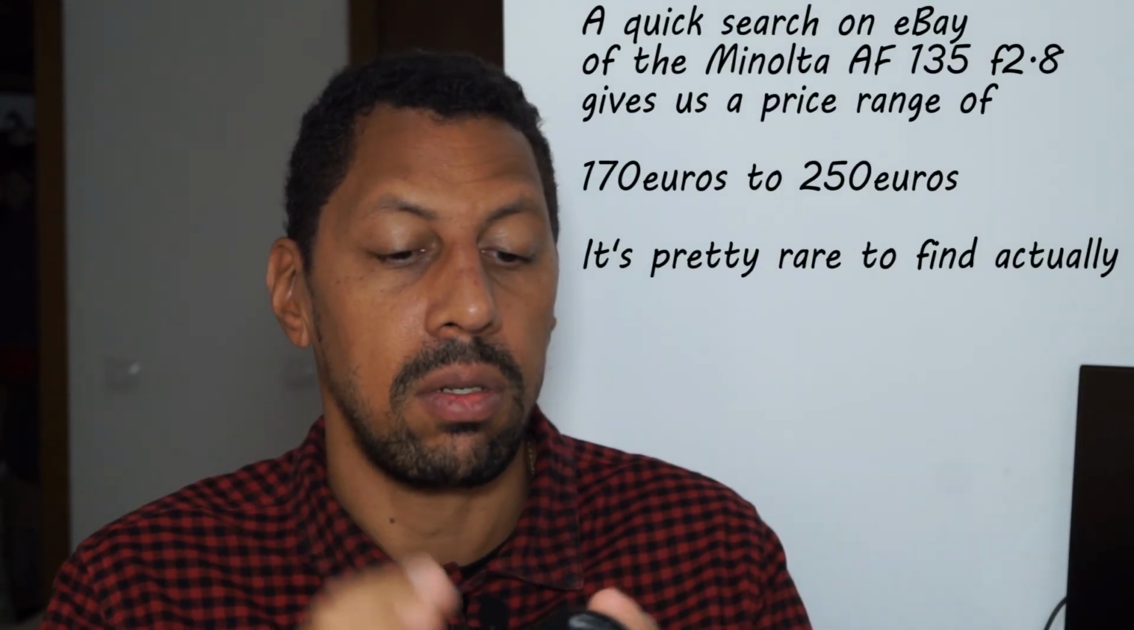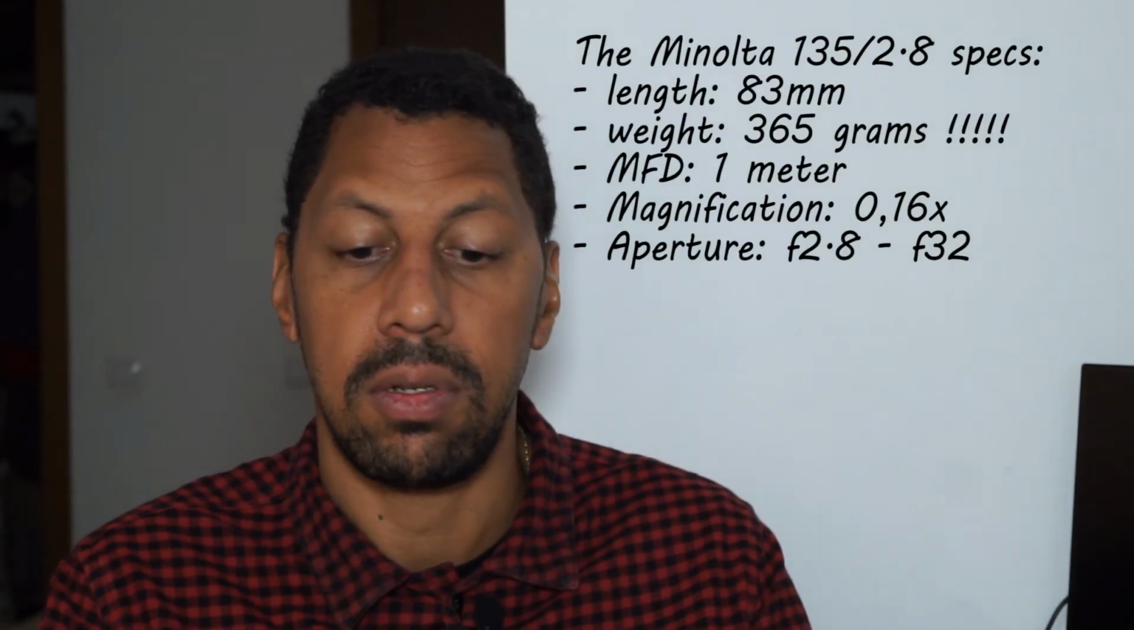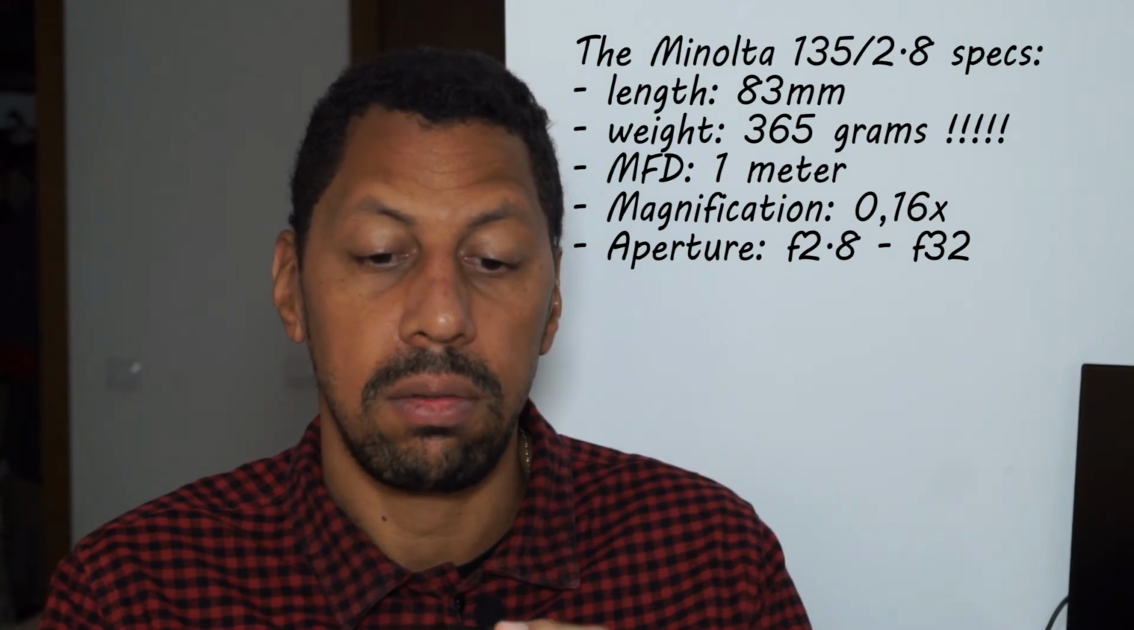And this one, the 135 2.8, I think this one is keeping a price in the upper range, because the thing is that it's so compact that we barely think that it's a 135. It's a tele lens, and we barely see that with the size and the weight. So we are winning.